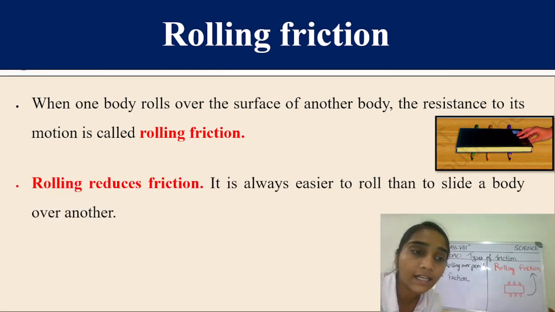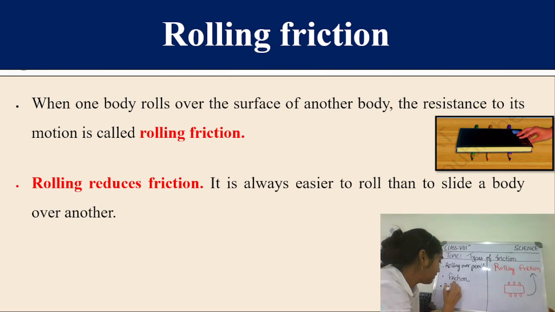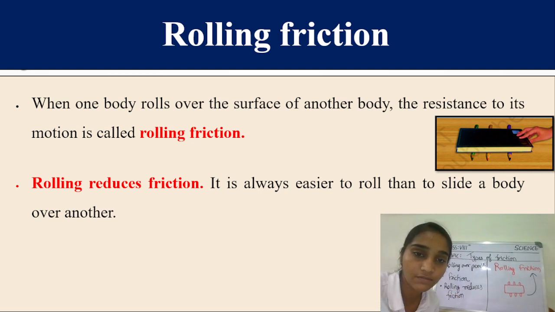So eventually what we can say is that rolling actually reduces friction, because it is always easier to roll than to slide a body over another. Yes, do you believe it is easier? And how is it easier? You can mention your points in the comment section. I can also side by side write here that rolling reduces friction. How, students? If you have to give an example and then explain how rolling reduces friction.